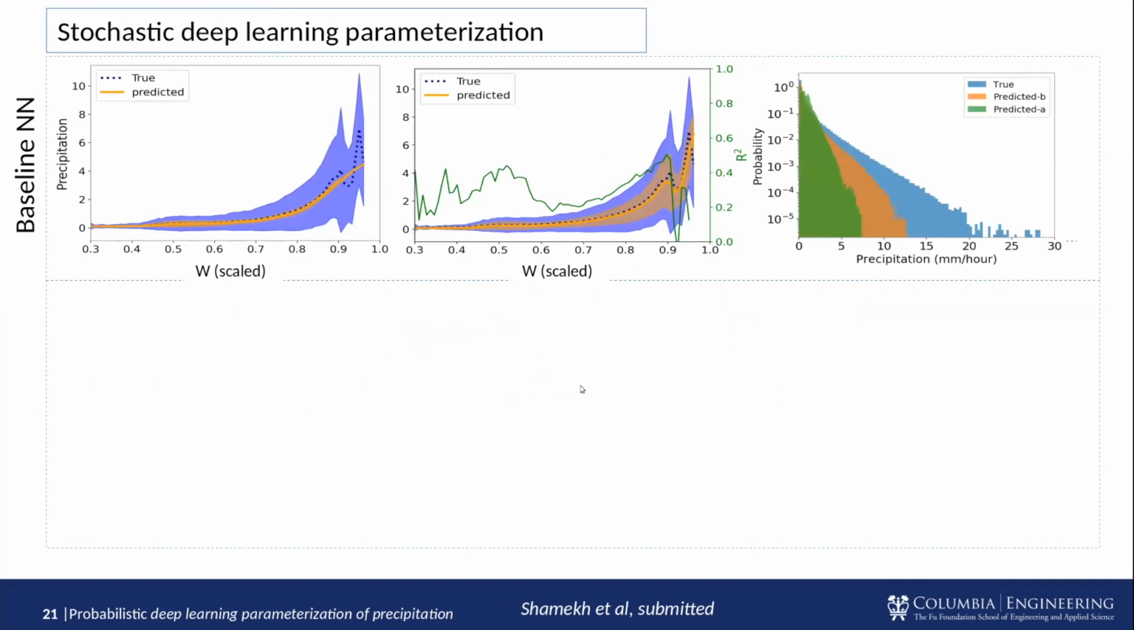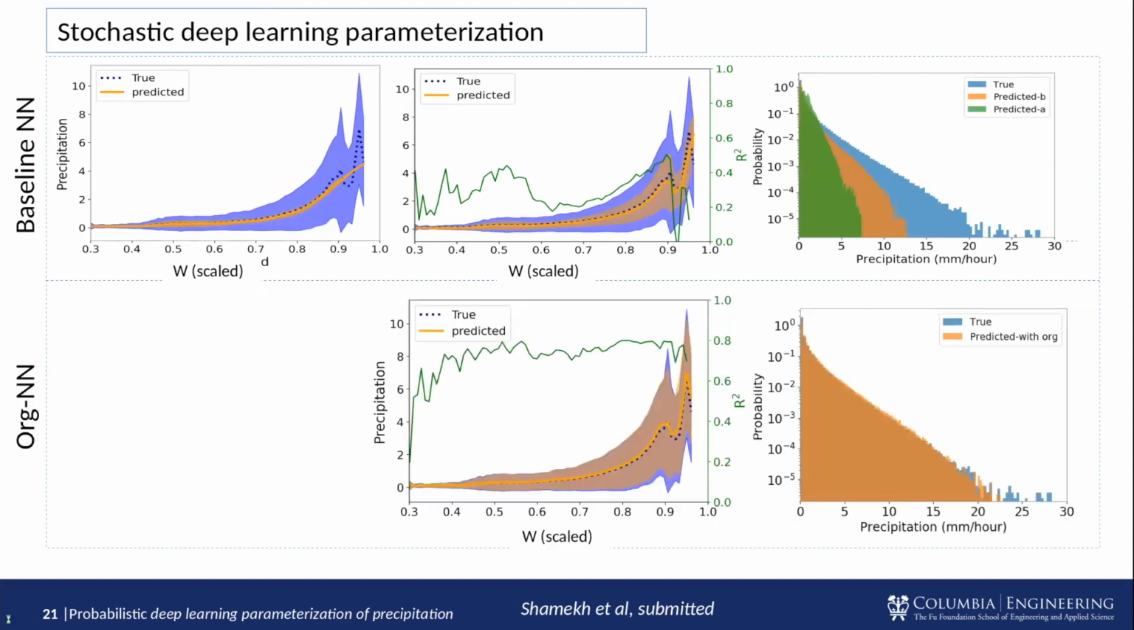So some results, these are again from the baseline, and these are from my org-NN, and we see that now the model captured the right spread that we have in the data. So if you look at this green line, it's almost 0.8 for all bins of column water vapor. And then if you look at the probability distribution, the model captures this tail of precipitation, like precipitation extremes, that was the challenge for our simple baseline model.